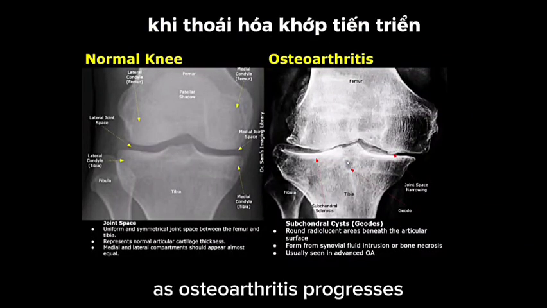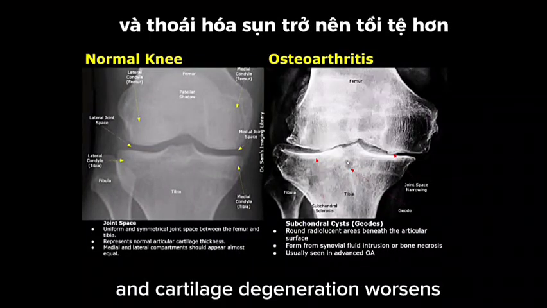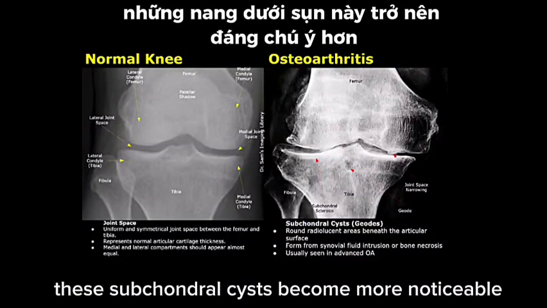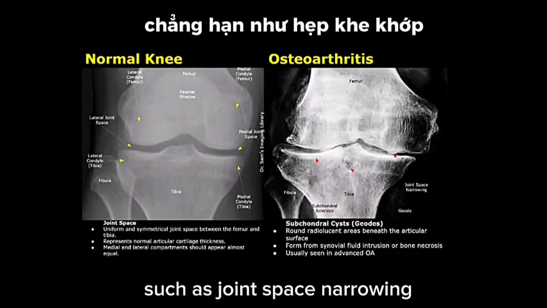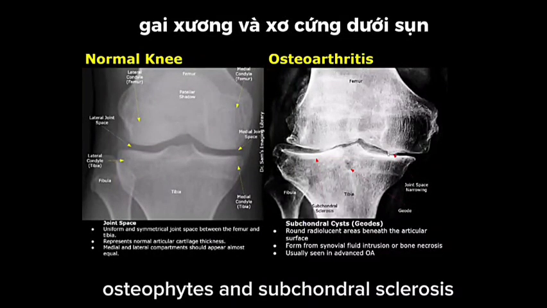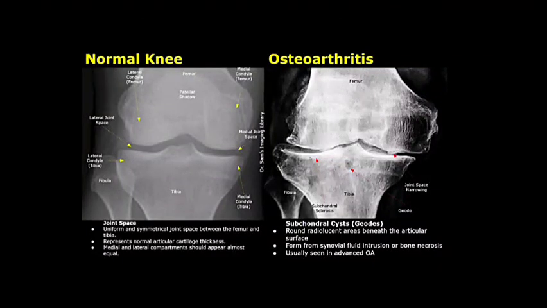As osteoarthritis progresses and cartilage degeneration worsens, these subchondral cysts become more noticeable and are commonly associated with other findings such as joint space narrowing, osteophytes, and subchondral sclerosis.